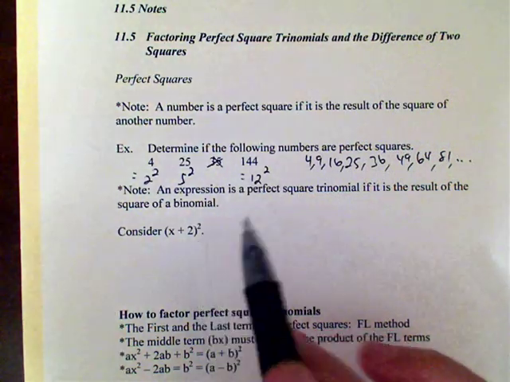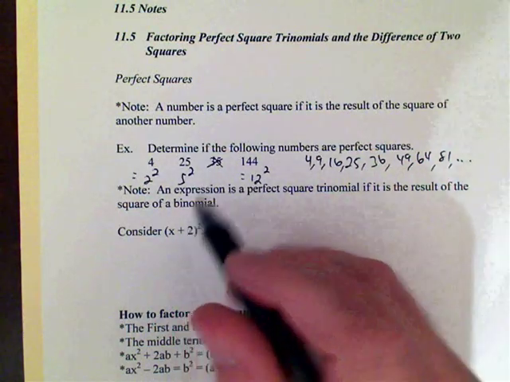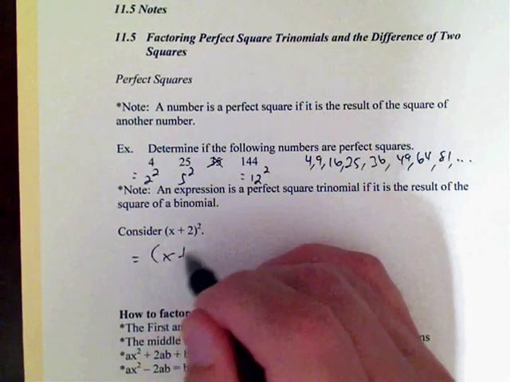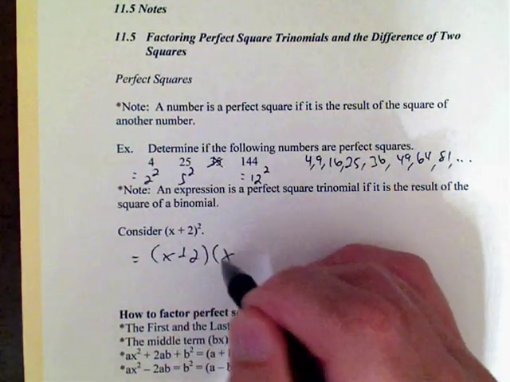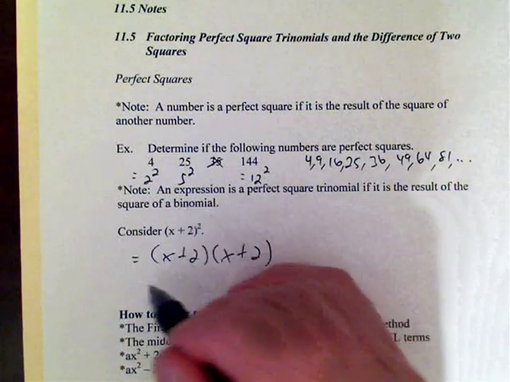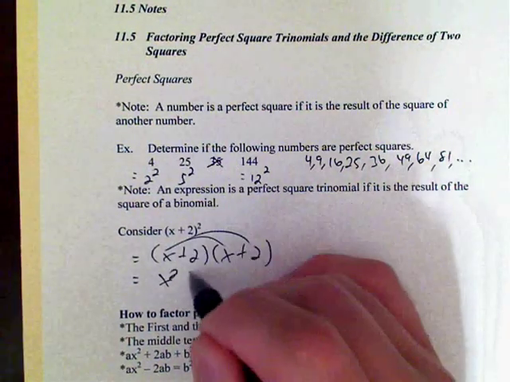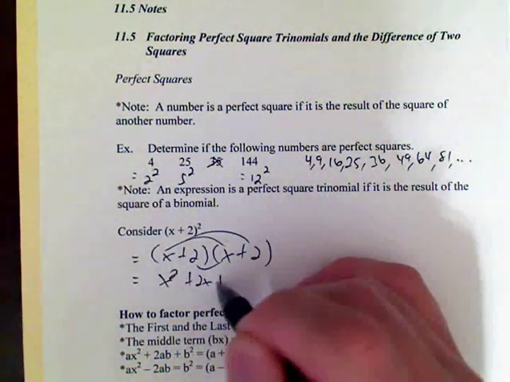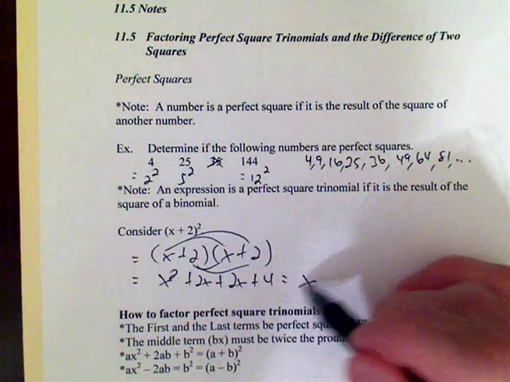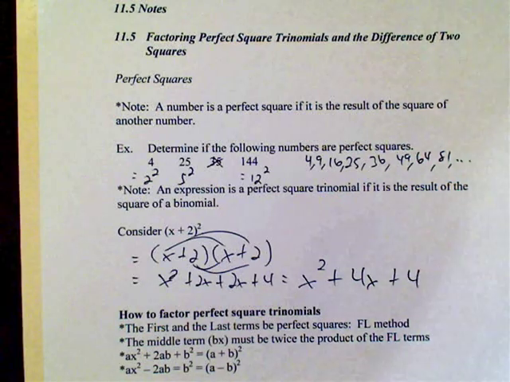x plus 2 squared. Now we're going to find what expression gives us that if you multiply it out. No shortcuts here. I'm going to use the full method. I'm going to rewrite it, because the square means the same thing times itself. Foil it out. x times x is x squared. x times 2 is 2x. 2 times x is 2x. 2 times 2 is 4. Combine your like terms in the middle. x squared plus 4x plus 4 is the answer.